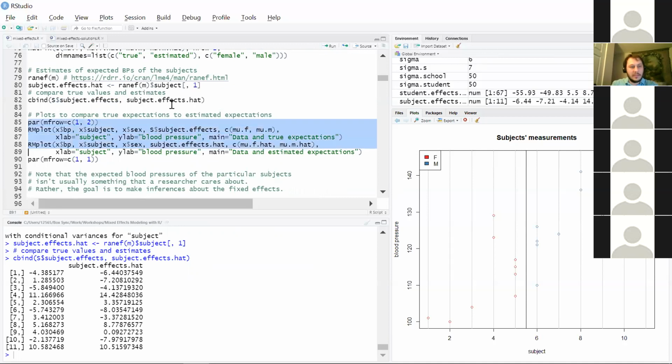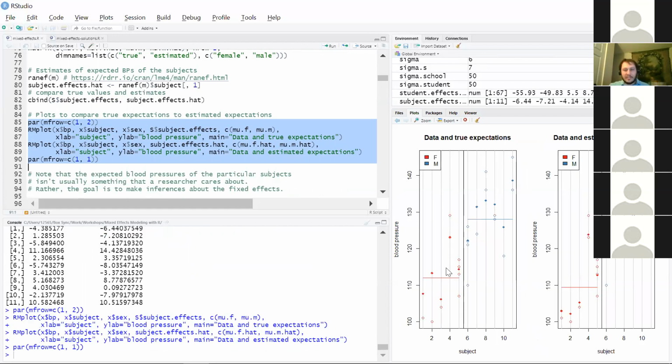All right, so let's do this. I'm going to do some plots side by side. One is going to be a plot we've already seen, data and true expectations. Here's the true female overall expectation. These are the individual females' expectations in solid points, and their actual observations, their actual measured blood pressure values, are represented by the open points. And likewise for the males.